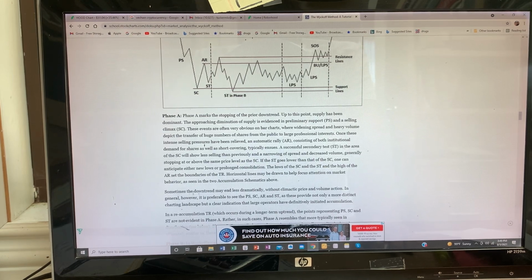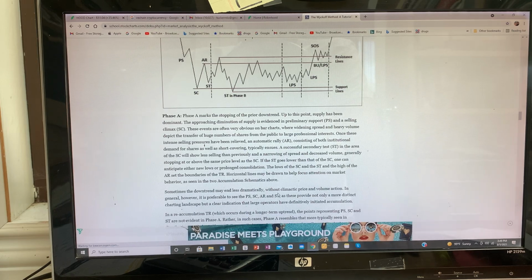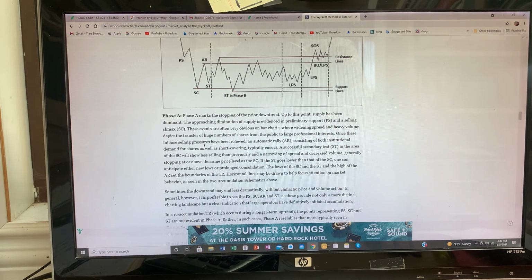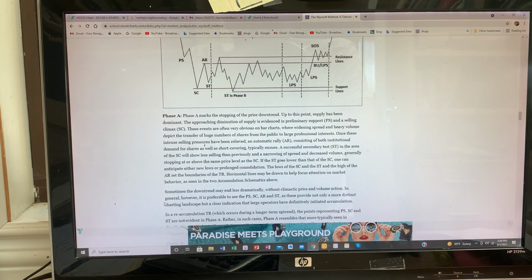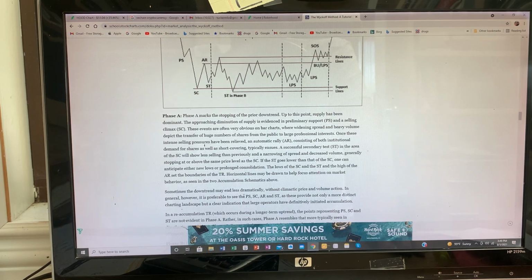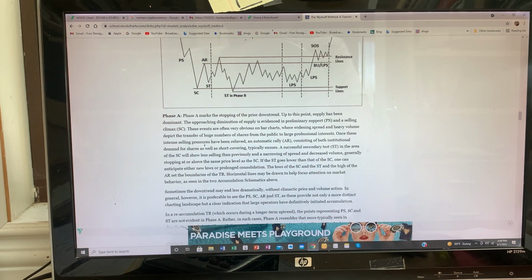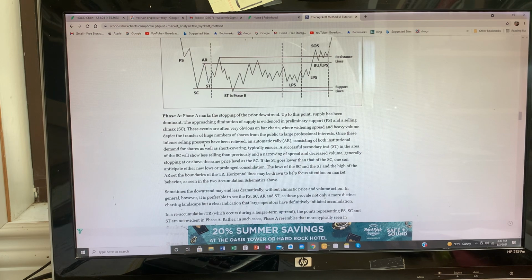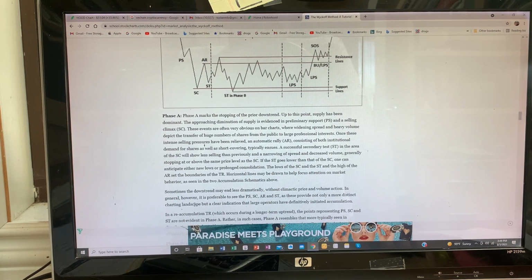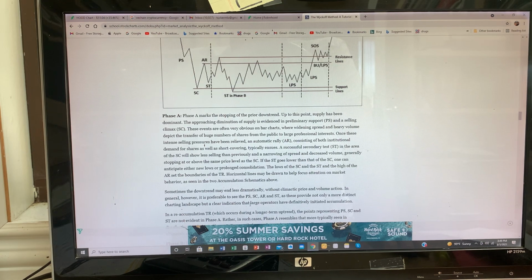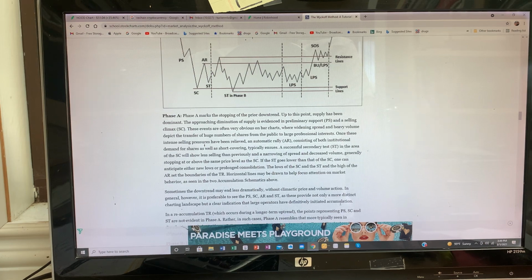Sometimes the downtrend may end less dramatically without climactic price and volume action. In general, however, it's preferable to see the PS, the SC, AR, and the ST, as these provide not only a more distinct charting landscape, real important, but a clear indication that large operators have definitely initiated accumulation.